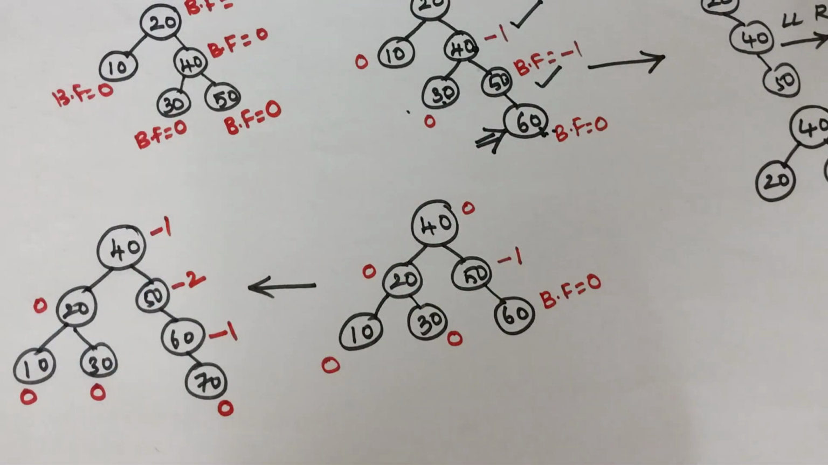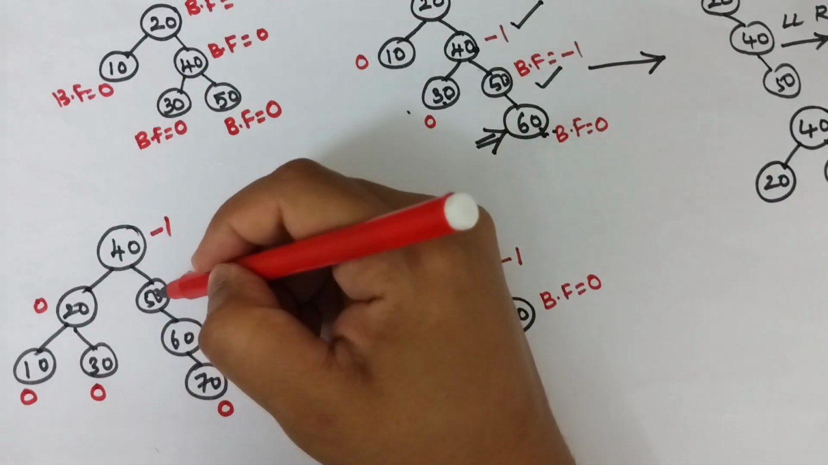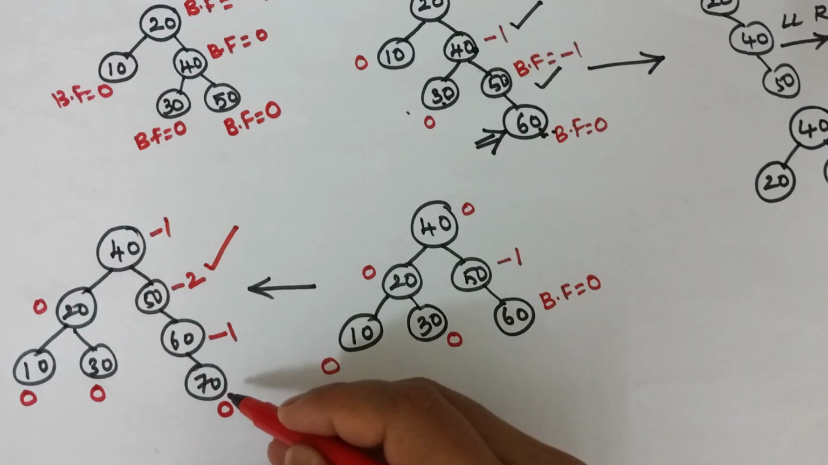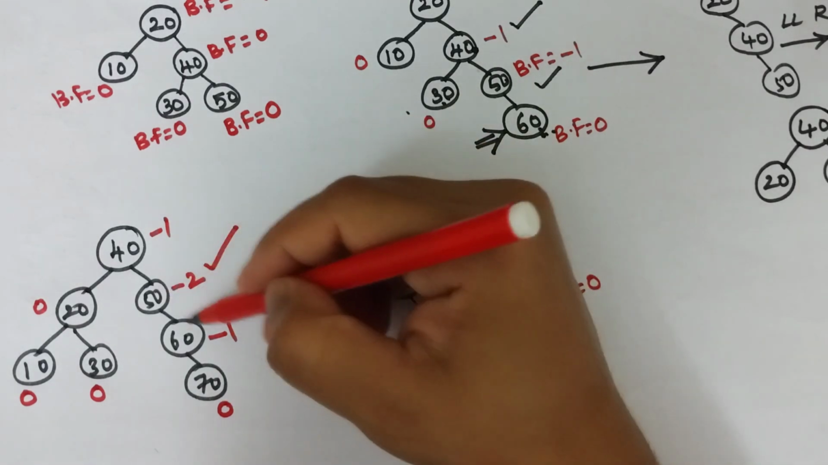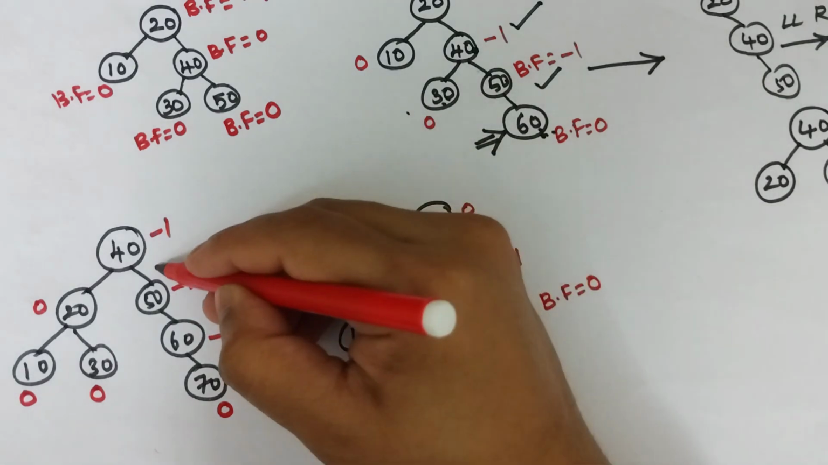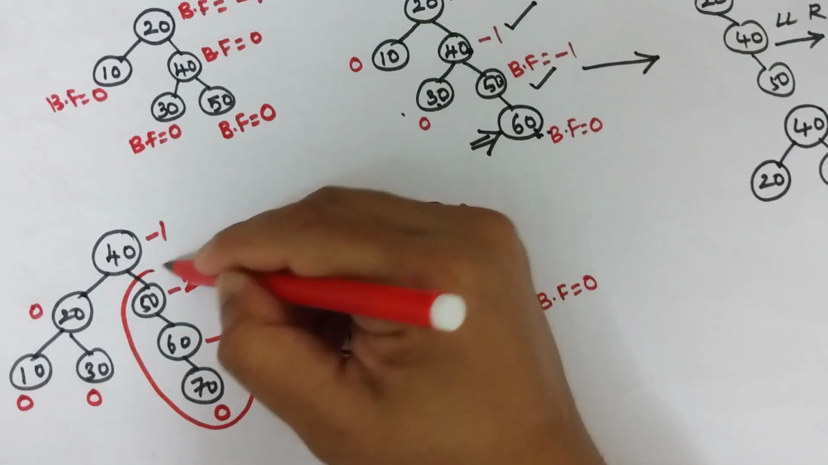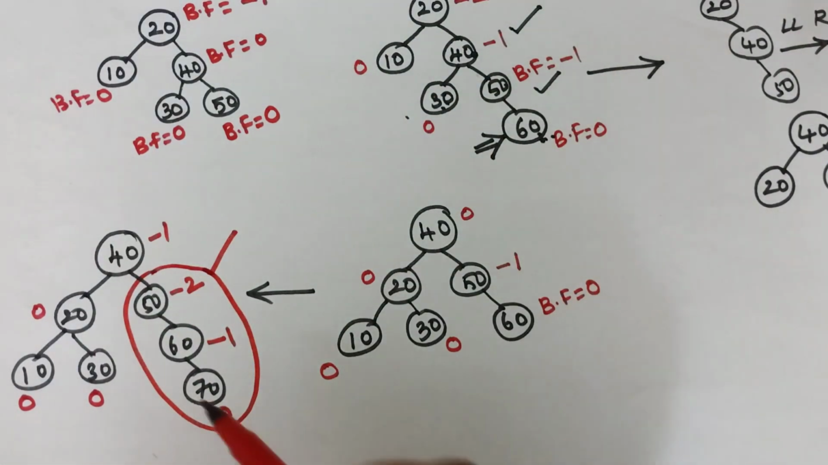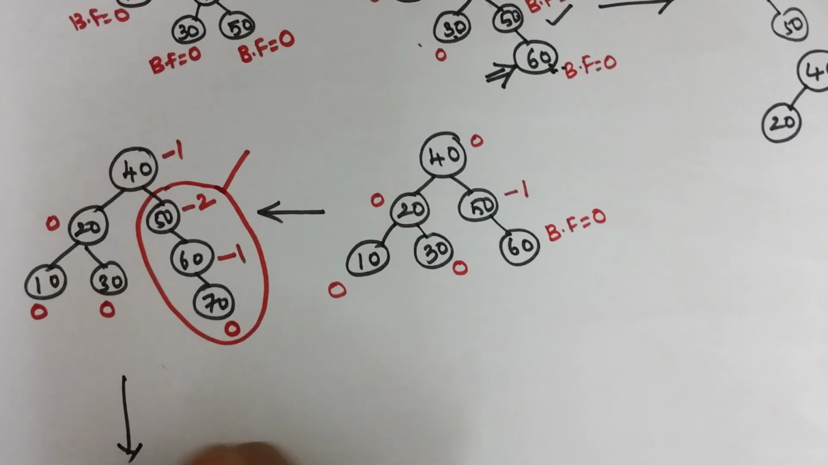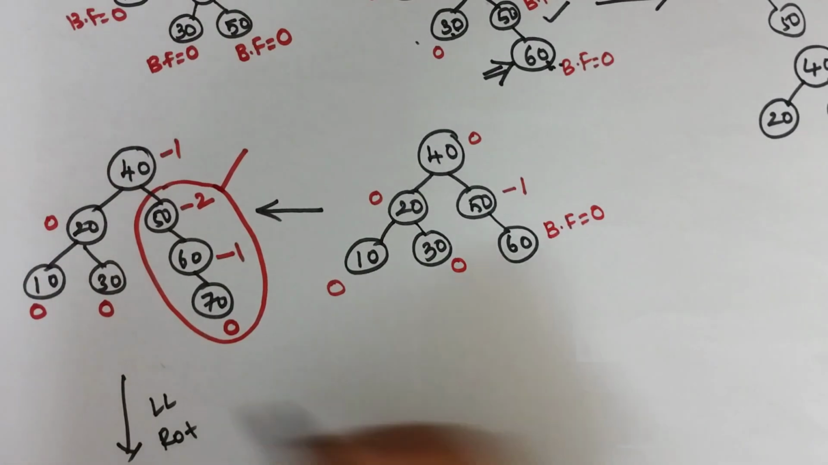Now where is the tree unbalanced? Here, this node is unbalanced. So from this node, actually, what is the cause of unbalancing? Inserting 70 is the cause for unbalancing. So from -2, move towards right and take 3 nodes. So 50, 60, 70. Now if you take these 3 nodes, what is the structure? Structure is right skewed. If it is right skewed, what rotation will we apply? Single left rotation. So apply LL rotation, that is single left rotation.